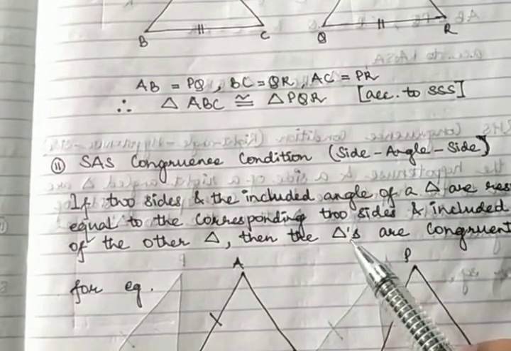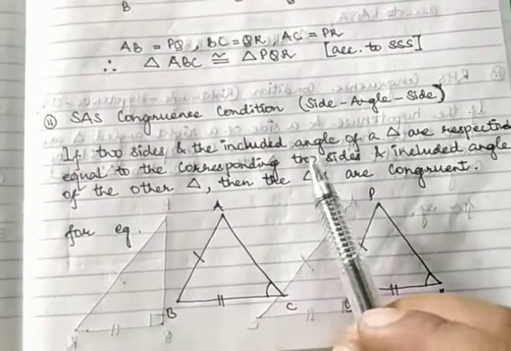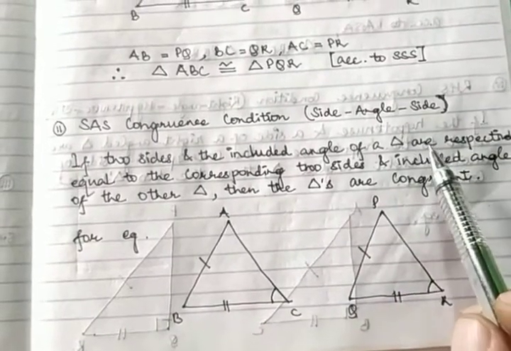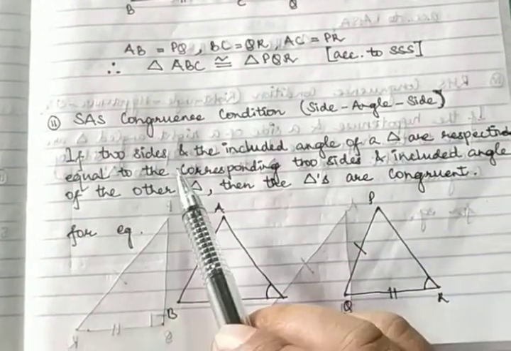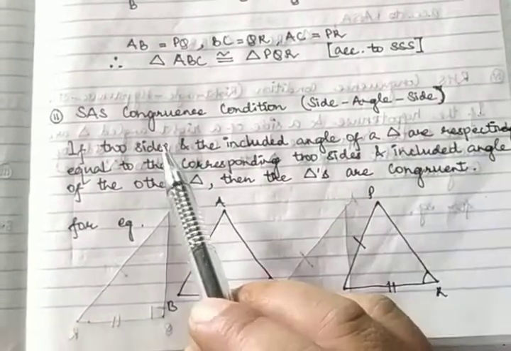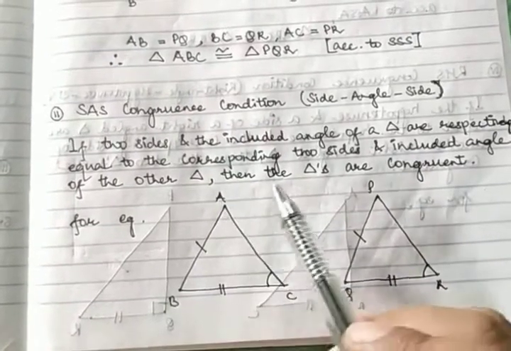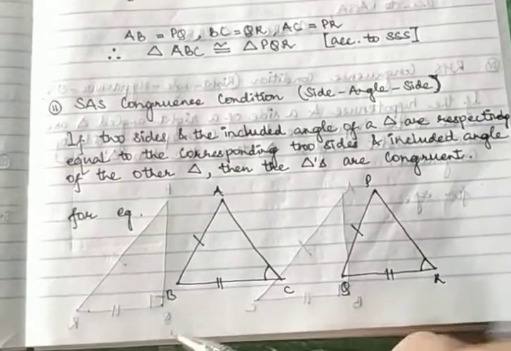Now the second condition we have here is the SAS congruence condition, that is side, angle and side. Now in this one, let's see what happens. If two sides and the included angle of a triangle are respectively equal to the corresponding two sides and included angle of the other triangle, then the two triangles are congruent. That is in simple language.